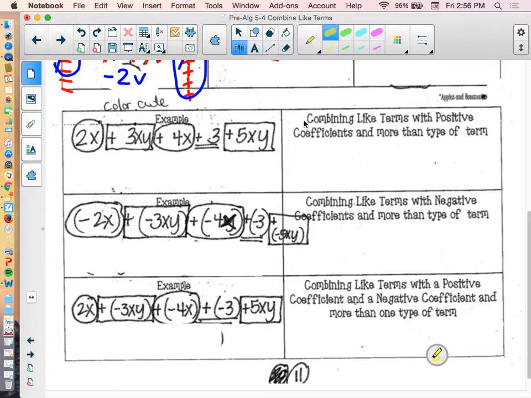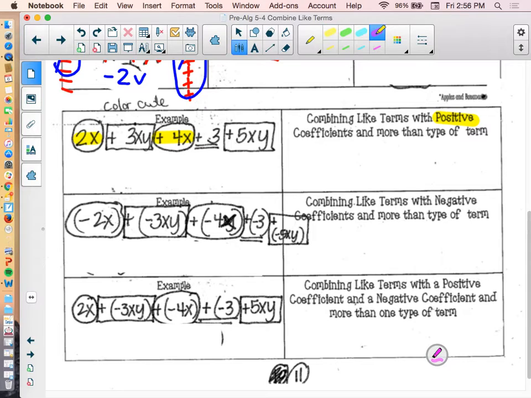So for this problem, combining like terms with positive coefficients and more than one type of term. That's what that meant. If I have not just x's, but I also have this xy, I need to pay attention to which is which, because I can only combine like terms. And xy would be an unlike term because of the y. So 4x would be the same, but 3 is not the same, and 5xy is also not the same.